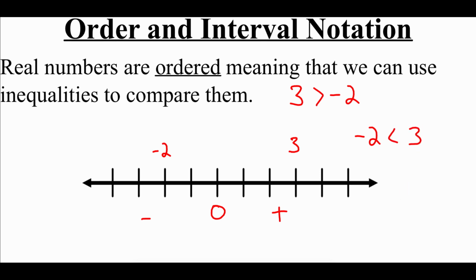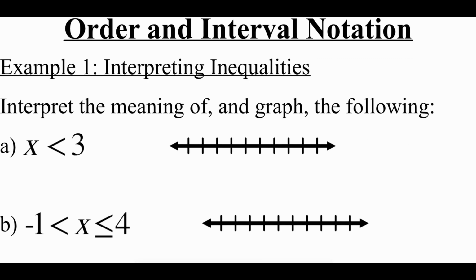Now here we were talking about specific values on our number line, 3 and negative 2. But we can also use inequalities to talk about different intervals along our number line. So what we're going to do is look at a couple of examples of inequalities that represent intervals along our number line. We're going to interpret what those things mean, and then we're going to look at them visually by graphing them out along our number line.